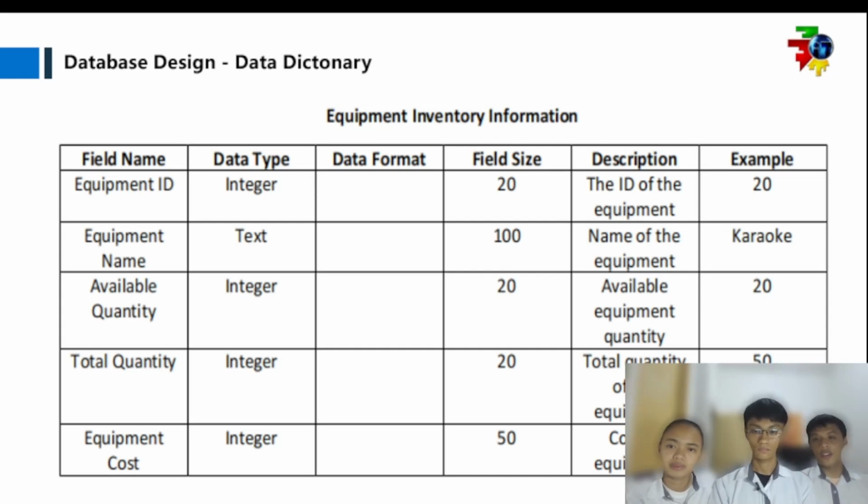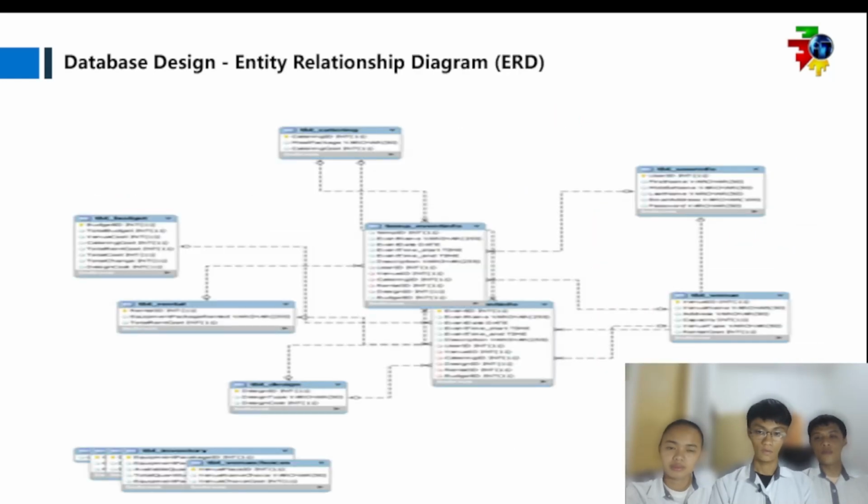For equipment inventory information, equipment ID, the data type is integer, the field size is 20. Equipment name, data type is text, field size 100. Available quantity, the data type is integer, the field size is 20. Total quantity, data type is integer, the field size is 20. Equipment cost, the data type is integer, the field size is 50.